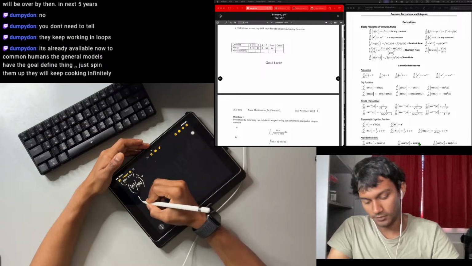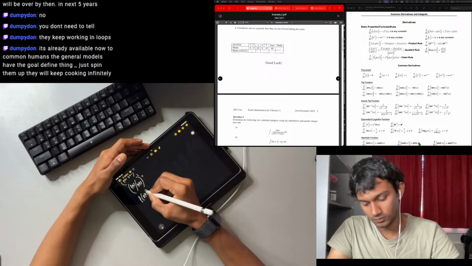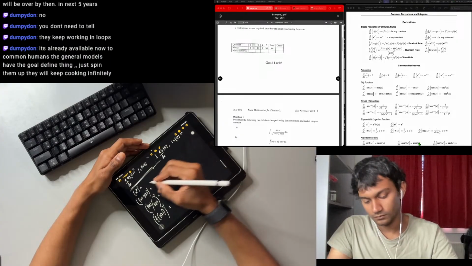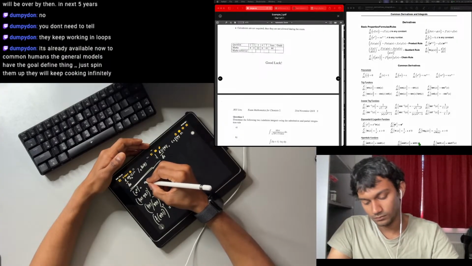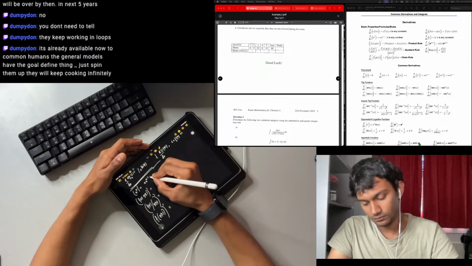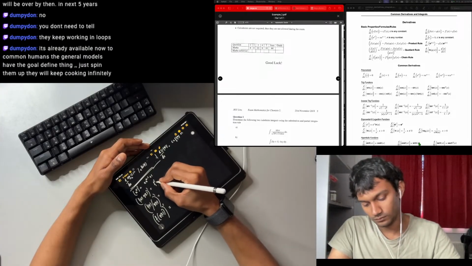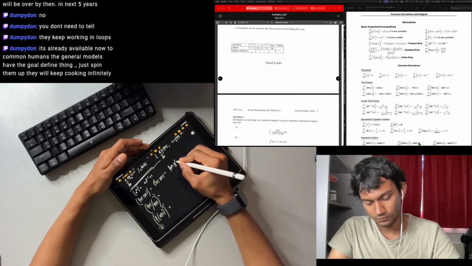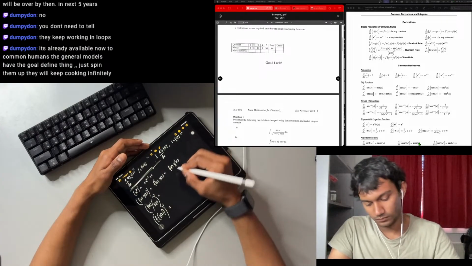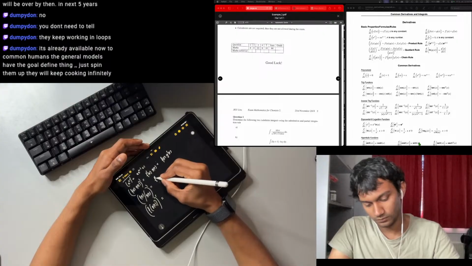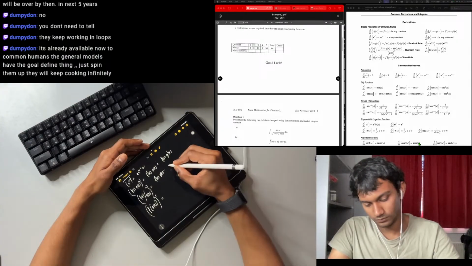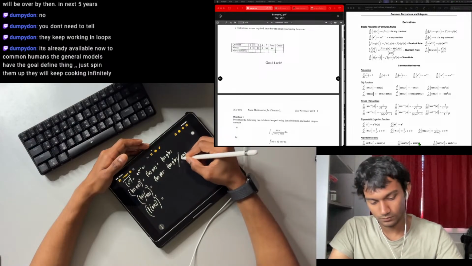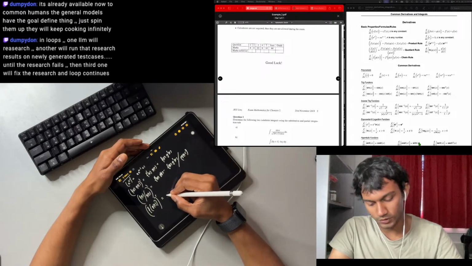Chain rule. F of g of x. How is this one? I forgot.